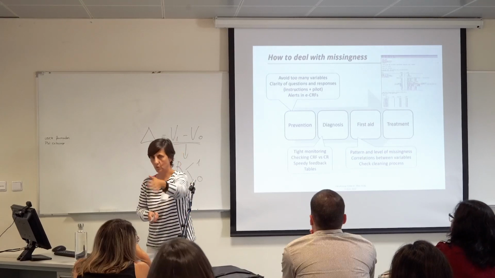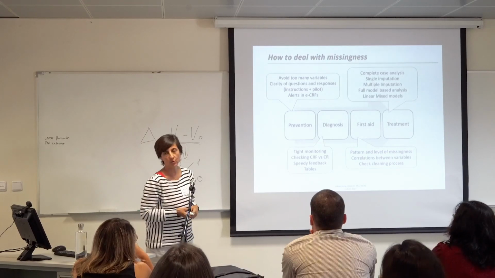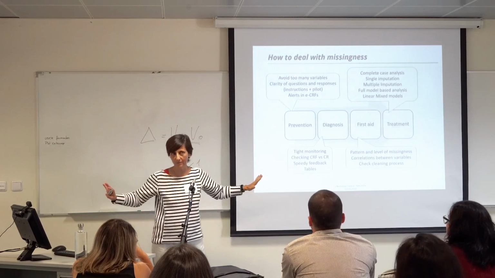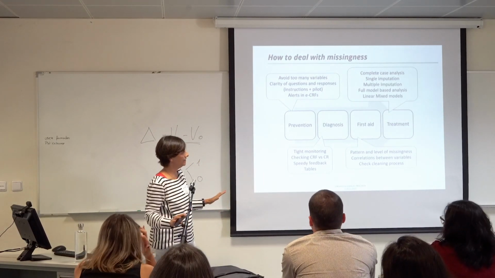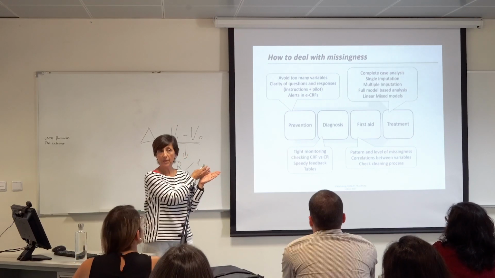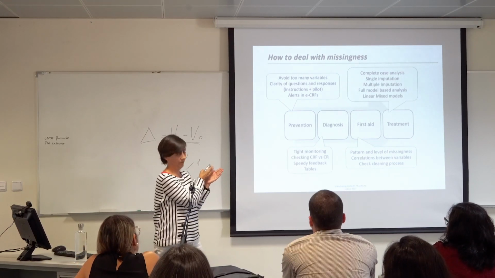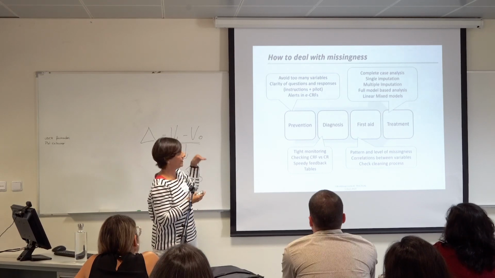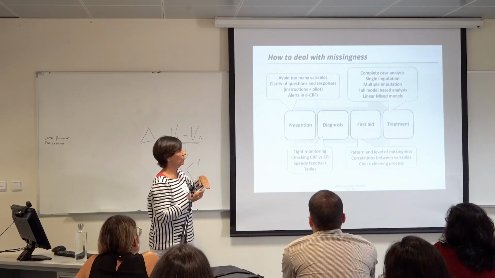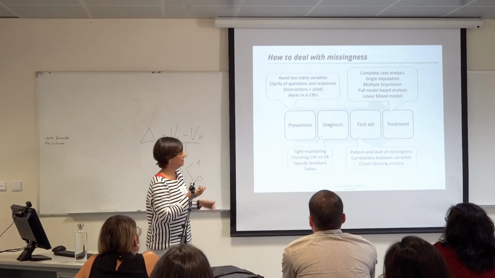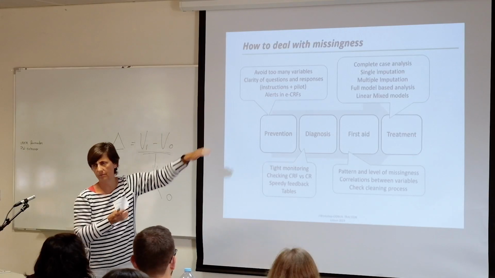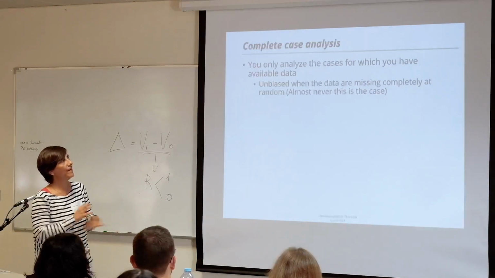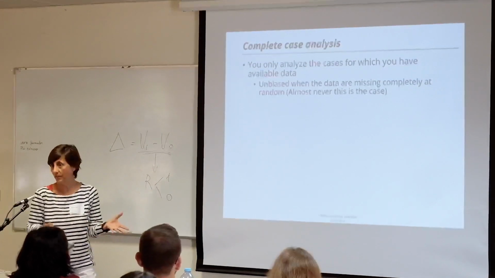And now to the treatment. What do people do? Sometimes they say, okay, we will only analyze the ones that we have data. That's called complete case analysis. We will impute something in there, like the mean or some other variable. We can do something called multiple imputation, or we can do more complicated things. I'll just leave the names in there. So complete case analysis, you only analyze the cases for which you have data.